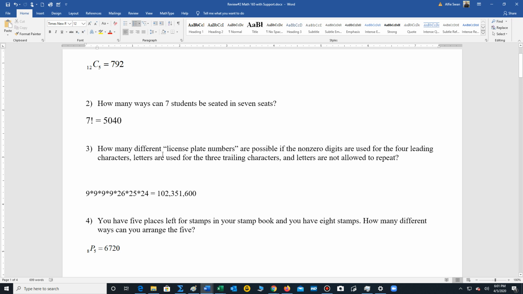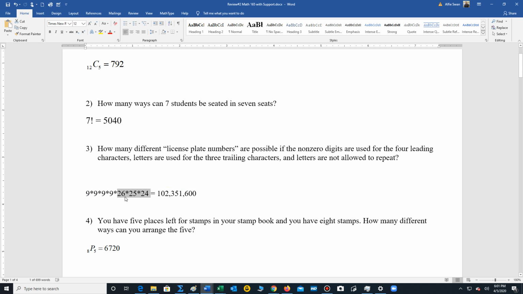How many different license plate numbers are possible if non-zero digits are used for the 4 leading characters, letters are used for the 3 trailing characters, and letters are not allowed to repeat? Well, remember the digits are 0 through 9, so there's 10 digits, but we're not using 0. So here we're using our multiplication rule, and the non-zero digits are allowed to repeat, so that's going to be 9 times 9 times 9 times 9.